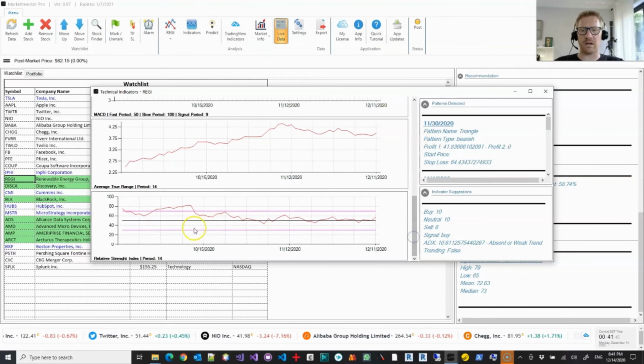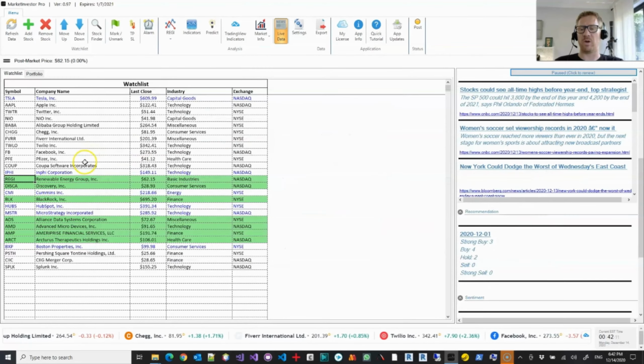And then on the RSI we can see that it's bouncing up from that mid-level, which means it's doing really well. No current patterns. The last one was on the 30th of November, so we're not going to concern ourselves about that. But on the indicator suggestions, we see again a strong push for buy. This ADX indicator is an important indicator, and it tells you whether it's a very strong trending stock or not. It's absent or a weak trend at this moment, so it doesn't make it a bad thing. It just gives you some more insight into what we're doing.